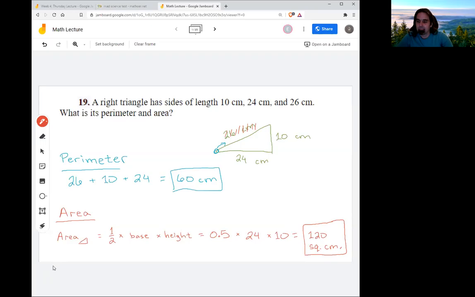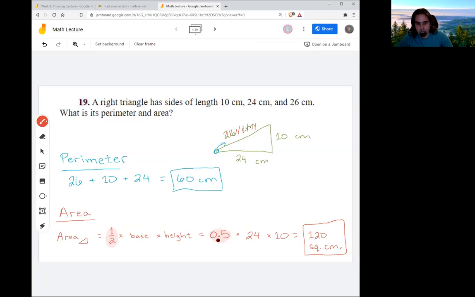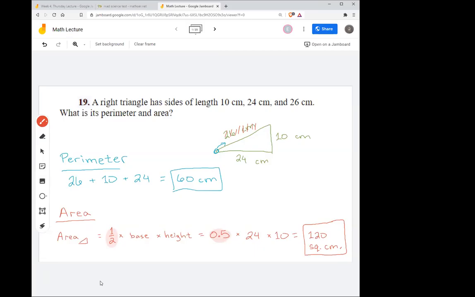Questions about that one? I don't know if I missed it, but where did we get the 0.5 from? That's the 1/2. People will often switch it to the 0.5 just because it fits in your calculator better than a 1/2. Okay, thank you.